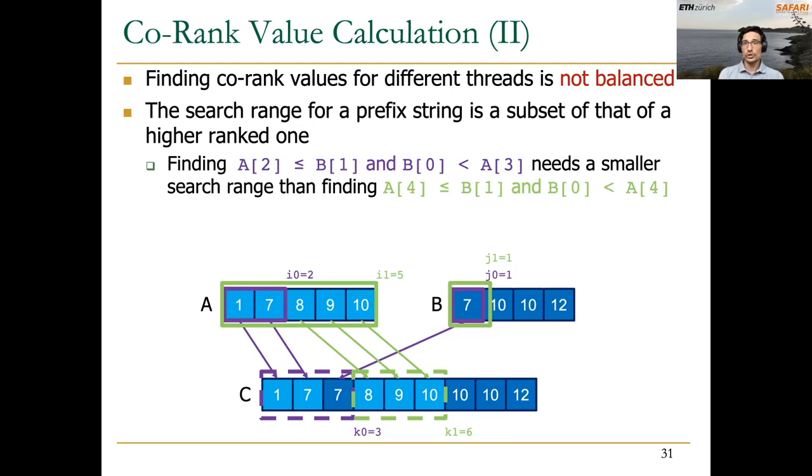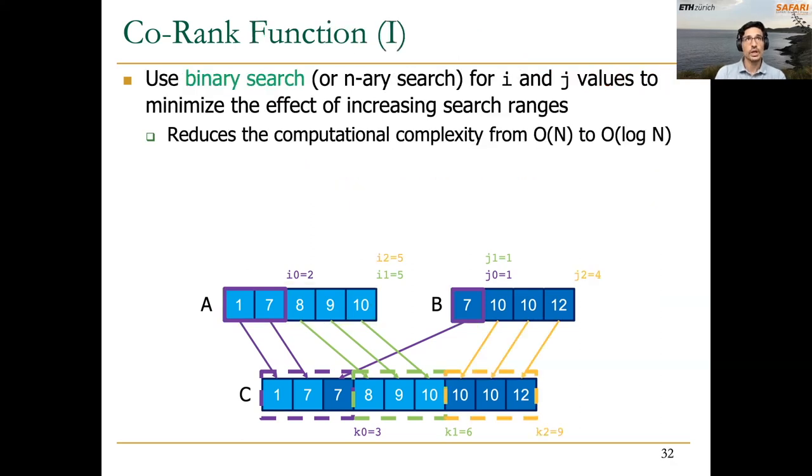So finding A2 less than or equal to B1 and B0 less than A3 needs a smaller search range than finding A4 less than or equal to B1 and B0 less than A4. So in order to accelerate this search and reduce the computational complexity, we are going to use a binary search for the i and j values to minimize the effect of the increasing search ranges. And this way, we can reduce the computational complexity from O(n) to O(log n). So that's going to be the search ranges in this case for k1, and this is for k2.